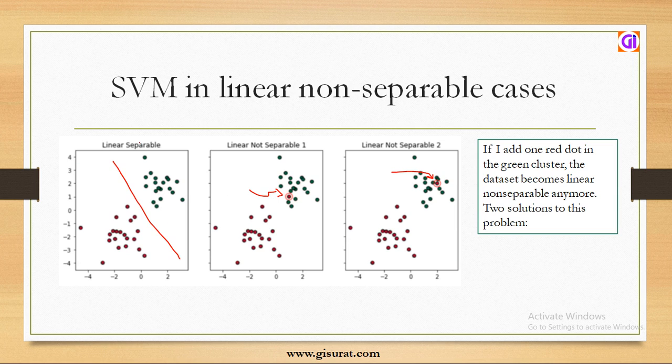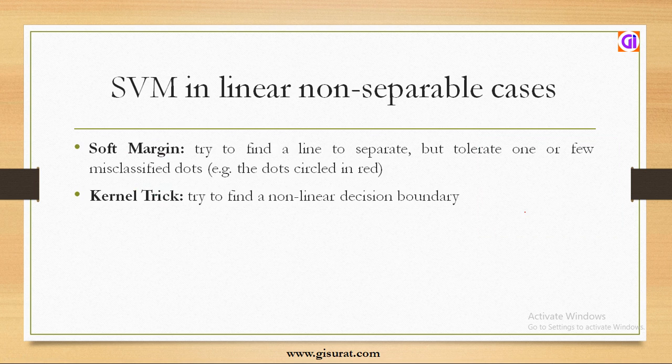तो सॉफ्ट मार्जिन इन द सेंस व्हाट? Data with some noise. Okay, so this is linearly separable, this is not linearly separable. Part 1 and part 2, in short, two different examples. Now just consider if I add one red point in green cluster, the data set becomes linearly non-separable anymore. So isko solve kaise kare? Then we have two options. The first option is either we can go with soft margin or we can just use kernel trick. What is soft margin? Try to find out the line to separate but tolerate one or few misclassified dots.